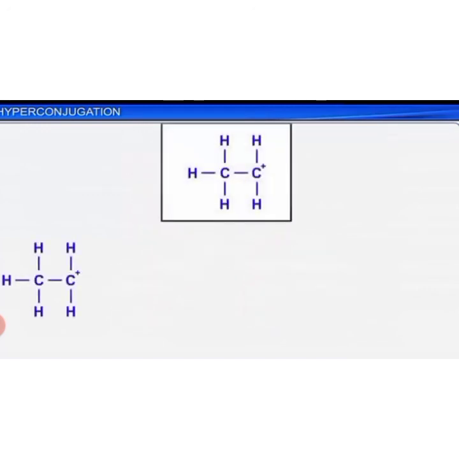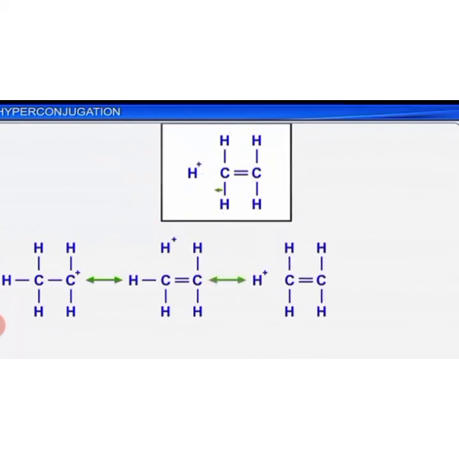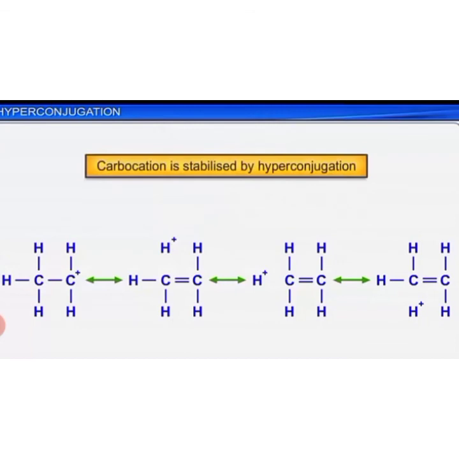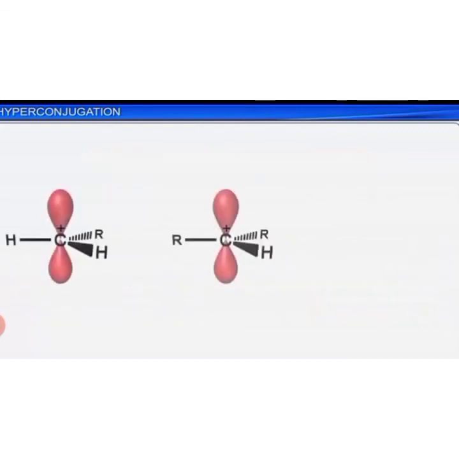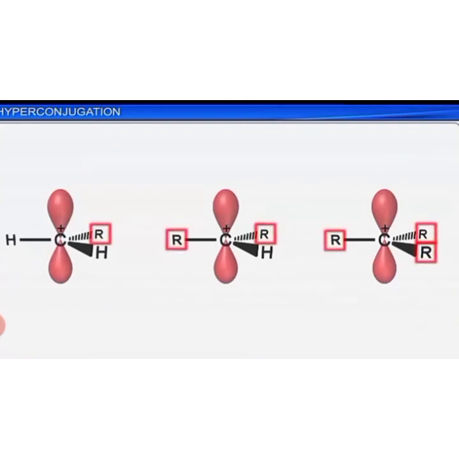In carbocations, this delocalization of electrons helps in dispersing the positive charge on the carbocation to the adjacent atoms and stabilizes it. Thus, the carbocation is stabilized by hyperconjugation. Greater the number of alkyl groups attached to a positively charged carbon atom, greater is the hyperconjugation interaction and stabilization of a cation.